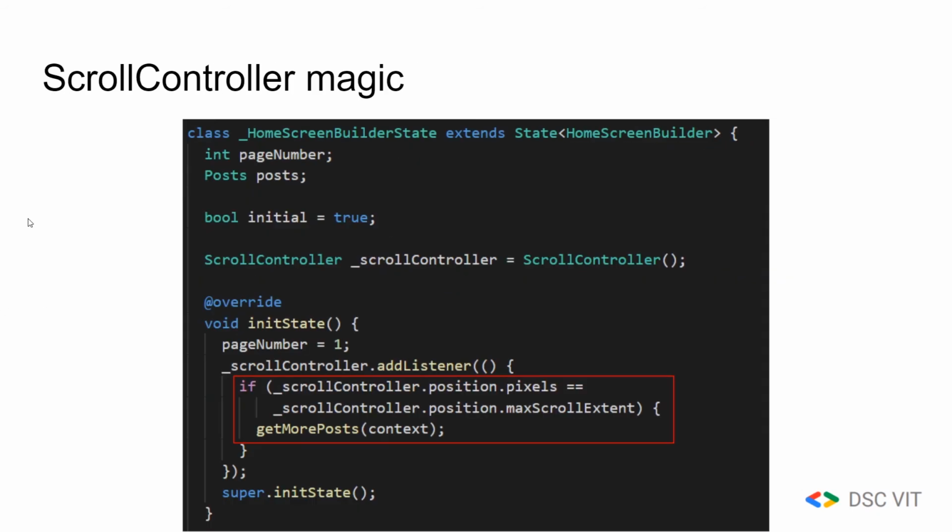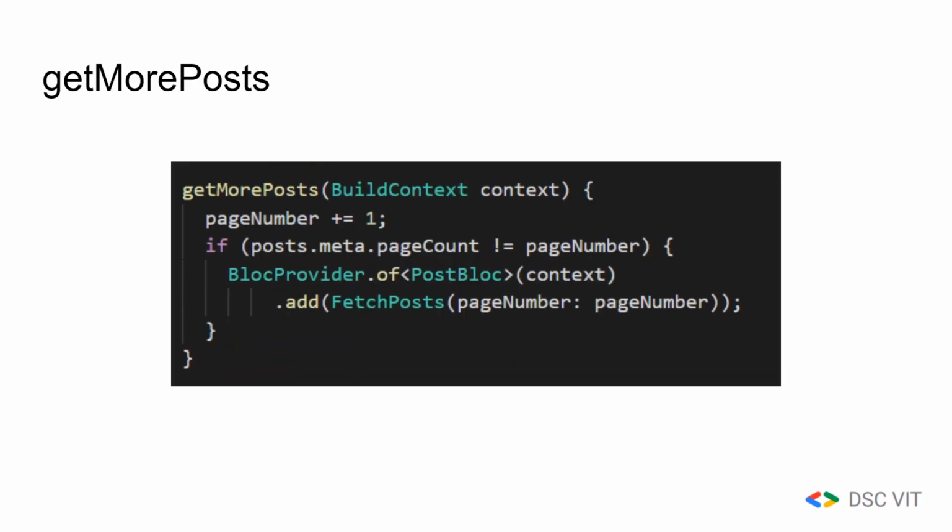And the other most important bit over here is the scroll controller. The scroll controller is used to determine where we are on the list. So if we are at the end of the list, this condition over here will become true. If scrollController.position.pixels equals scrollController.position.maxScrollExtent, this means that we are at the end of the list. So we get more content. So we get more posts. And the getMorePosts function looks something like this. We increment the page number by 1, and we just check if the page count is not equal to the page number. If it is equal, we don't fetch more. If it is not equal, we continue to fetch more.